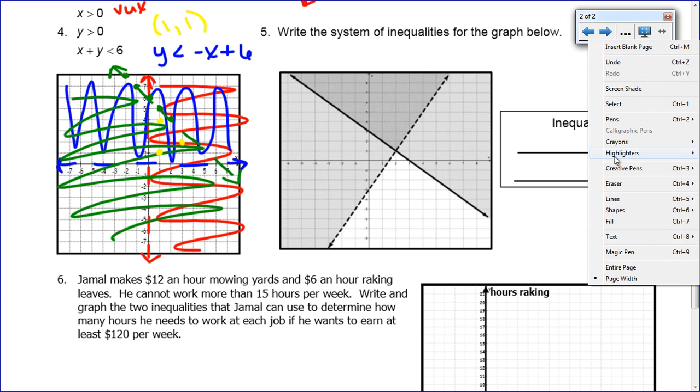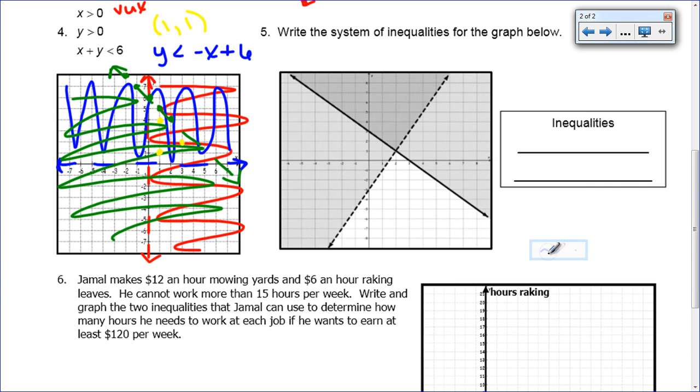So now number 5. Number 5 gives you the graph, and they say, write me a system of inequalities for this. So we're going to take them one at a time. We're going to call this line 1, and we're going to call this line 2. So we're going to do number 1 first, and in order to write an equation or an inequality, I need to know m and b.